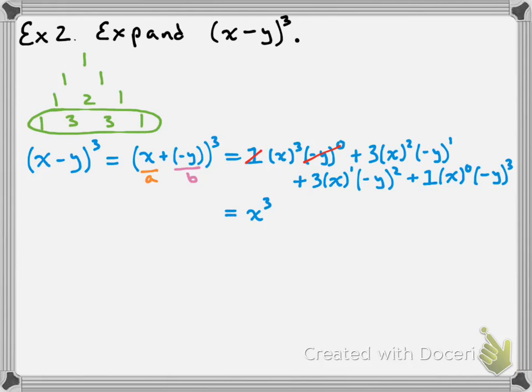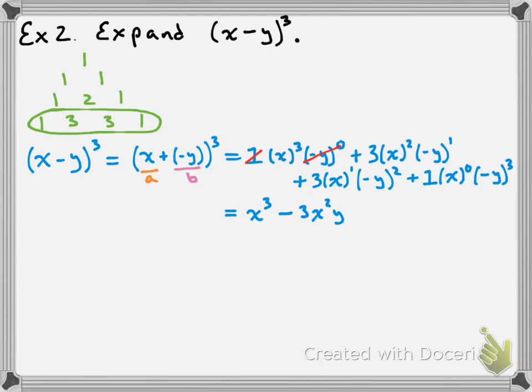Okay, so for our second term, we have to think about this a little bit more closely. So we end up having 3 times x squared times negative y. Well, since we're multiplying by a negative, that tells us that we're going to have a negative term, right? Or we're going to have a minus symbol up front. So think about what positive 3 times x squared times negative y is. Well, it's going to give us negative 3x squared y.